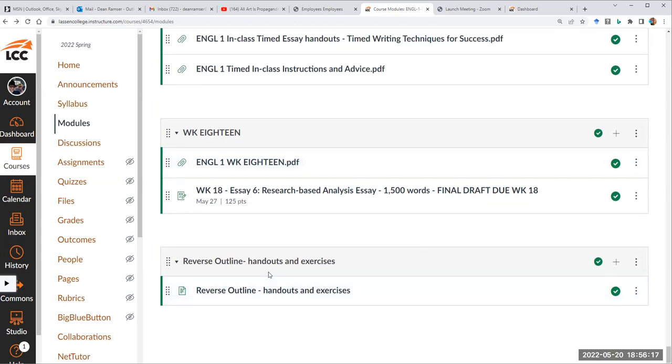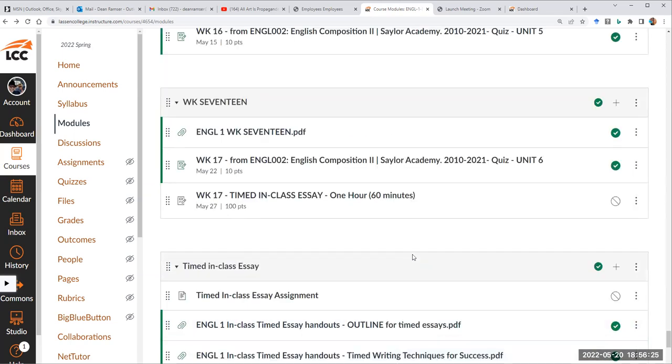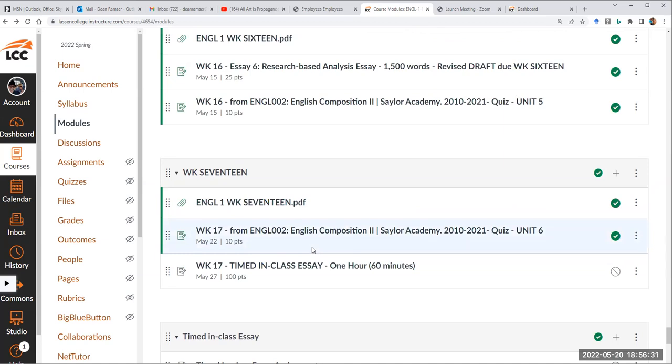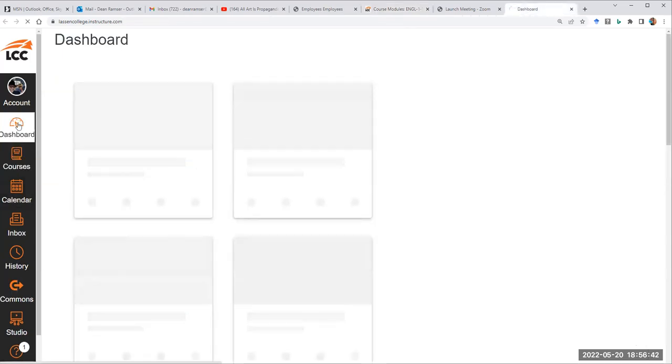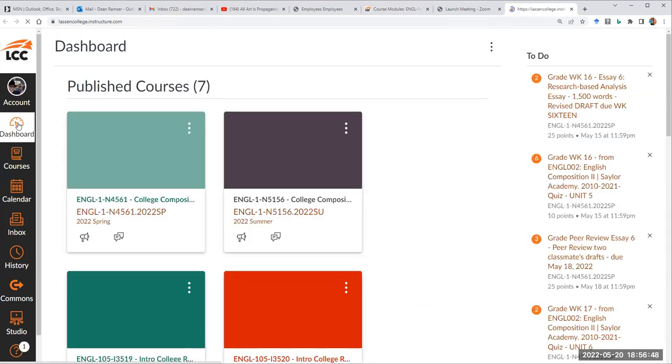And then also posted here under page, the reverse outline, which you need to do for the assignment, which is due now. And I think there's only been a few students that have completed that. Let me look at my dashboard. Okay, right. So I'm giving those that are getting caught up a chance to finish that, and I'll take a look at it, get everything done.